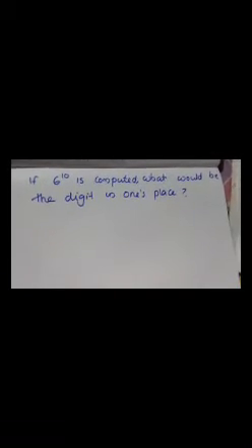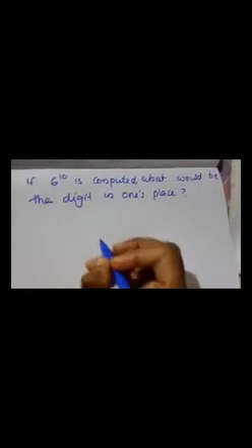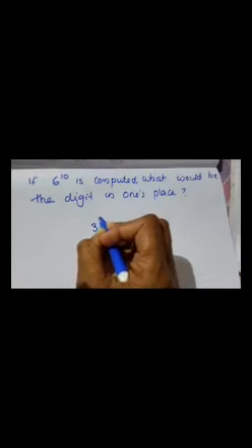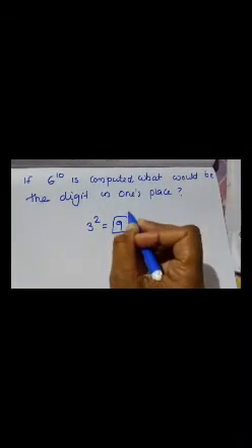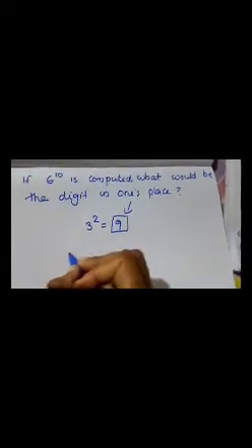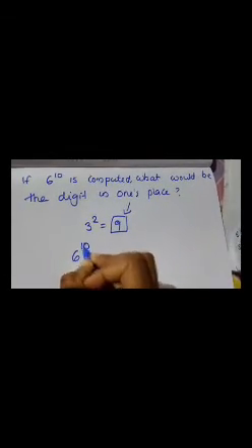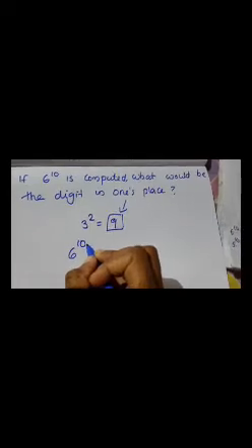This is my next question. If 6 raised to 10 is computed, what would be the digit in ones place? That is, if we want to find out 3 raised to 2, it is 9. So here 9 is in the ones place. Likewise, 6 raised to 10. We want to find out what is 6 raised to 10.